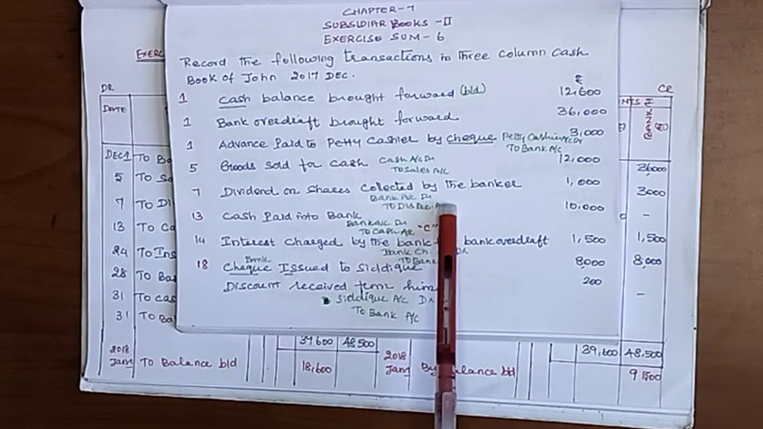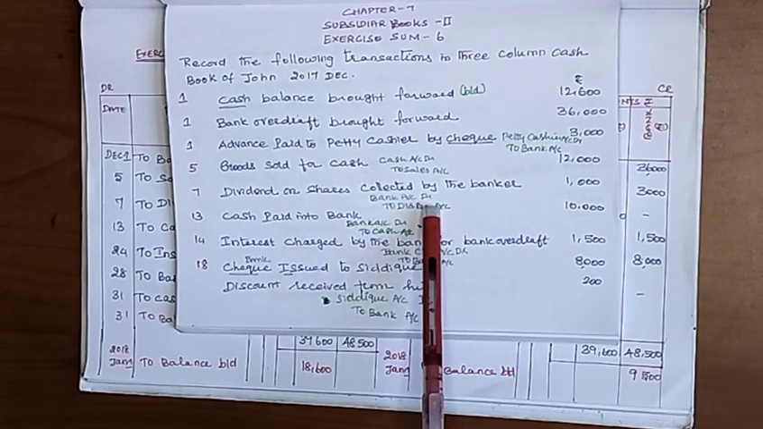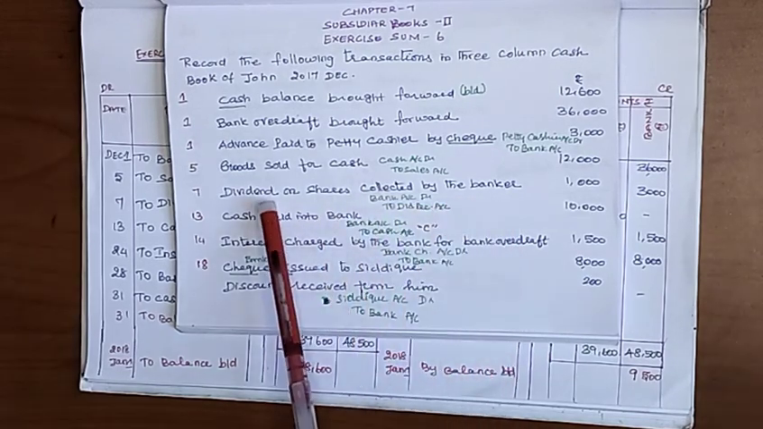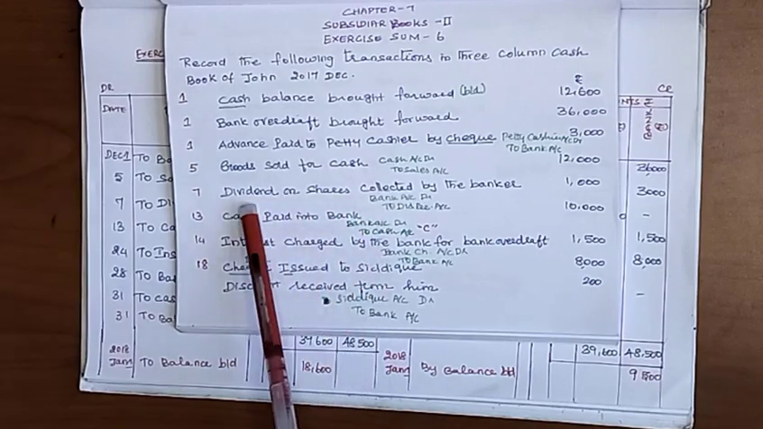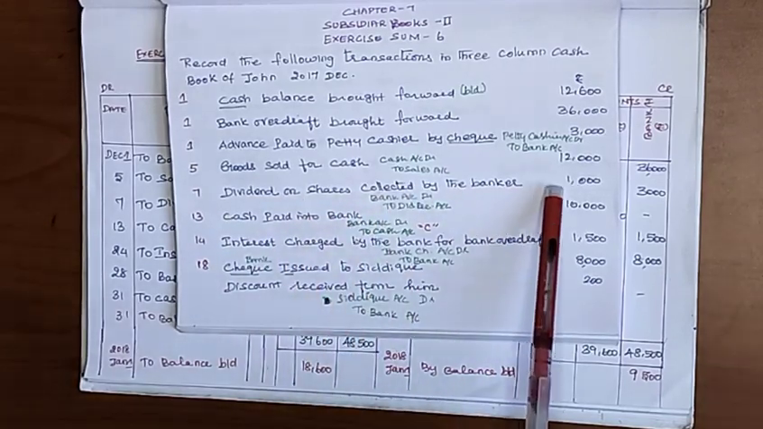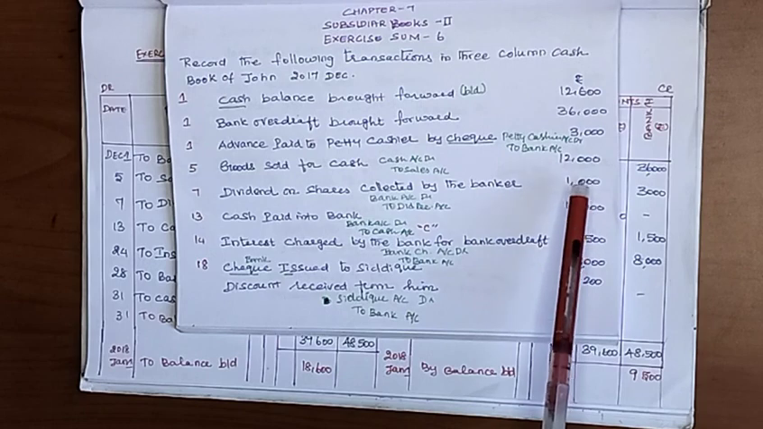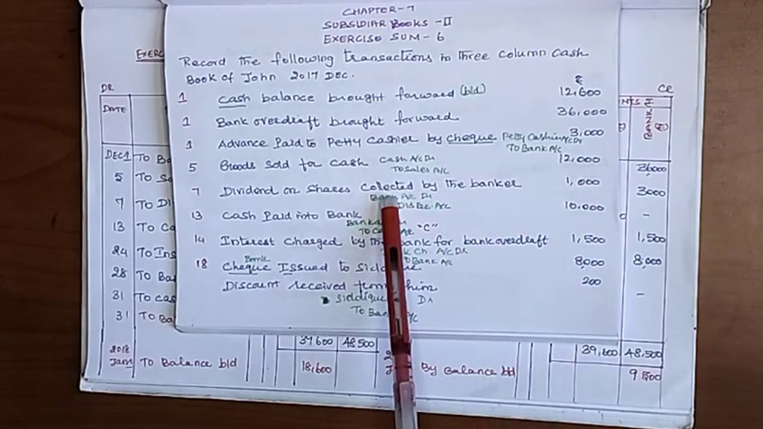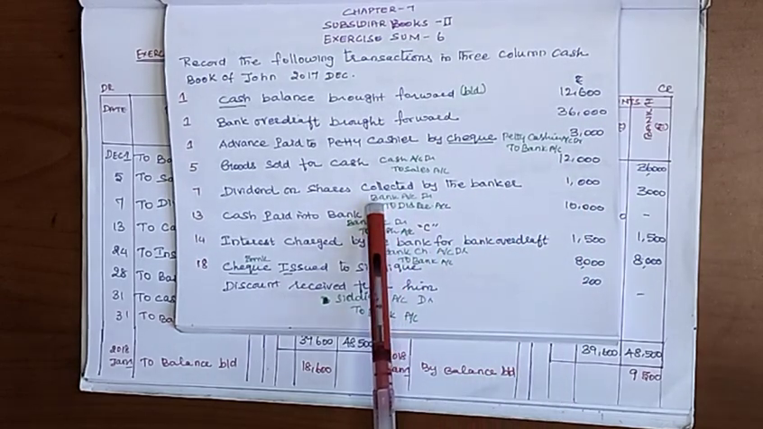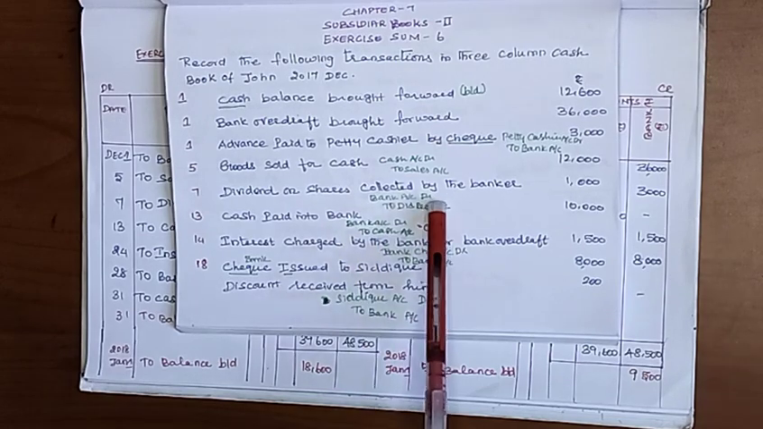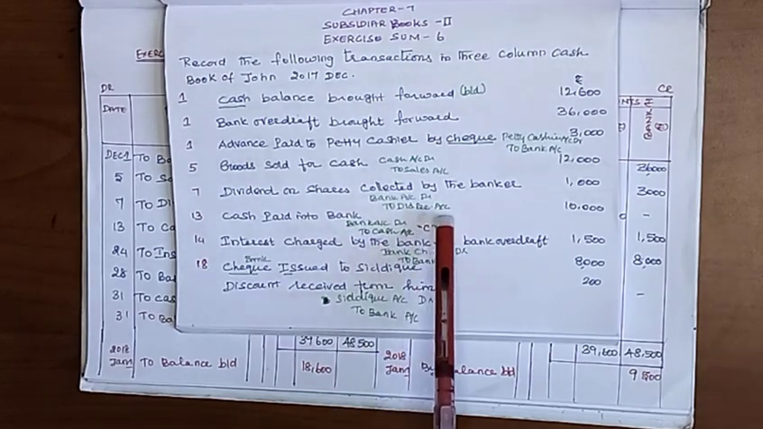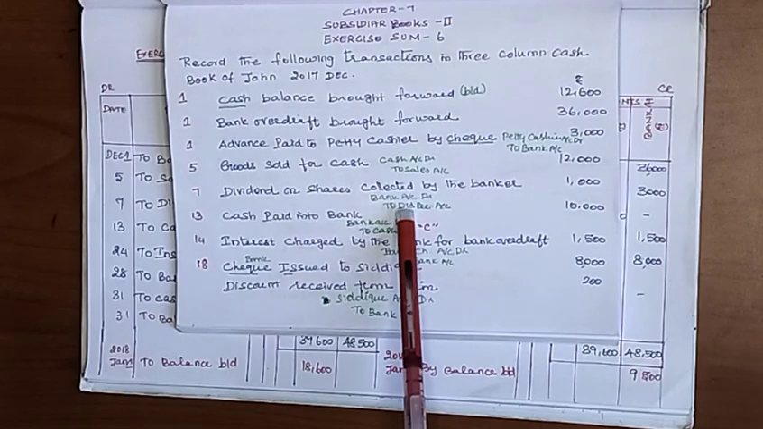What is the journal entry? You received dividend on shares collected by the bankers, 1,000 rupees. Your bank account increases. So the journal entry is bank account debtor to dividend received account. Okay, this is the journal entry.